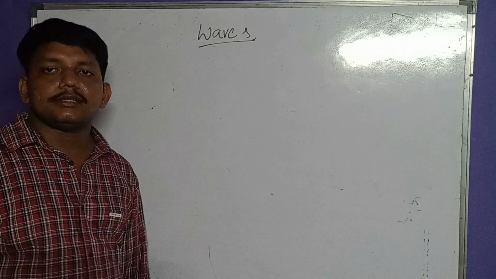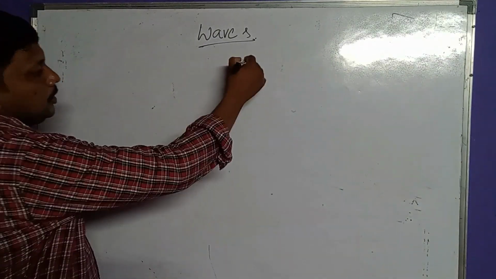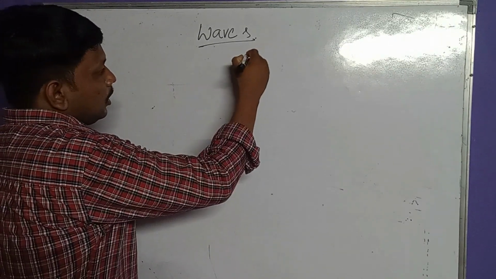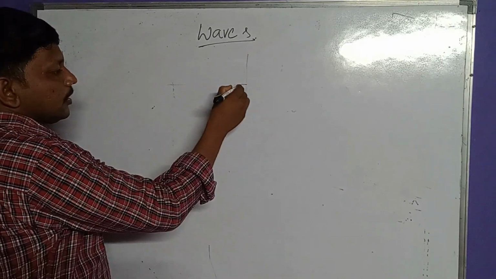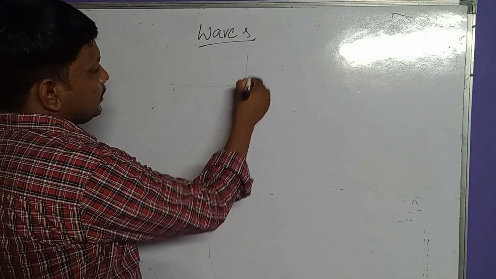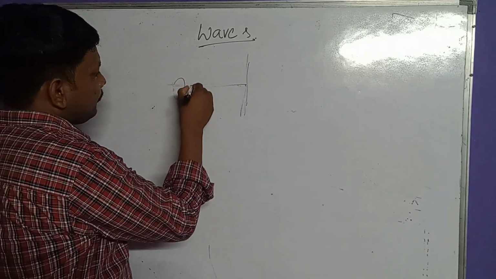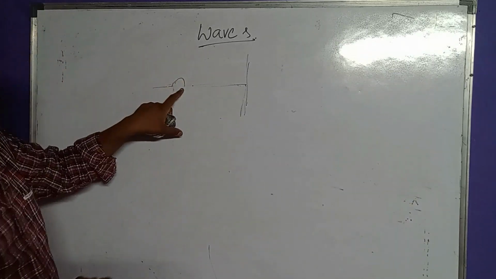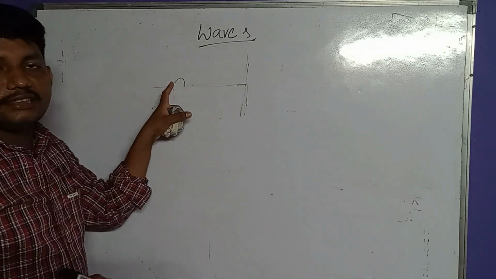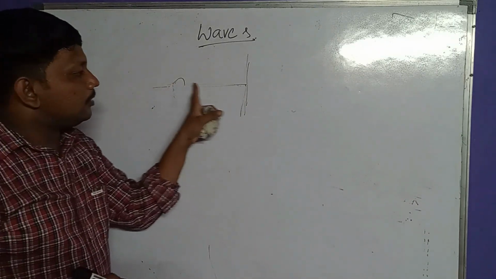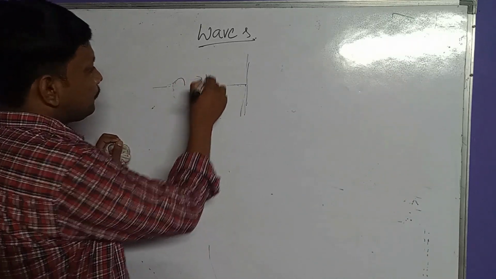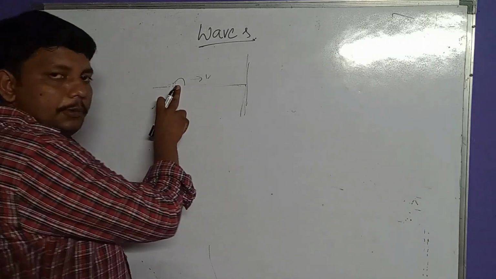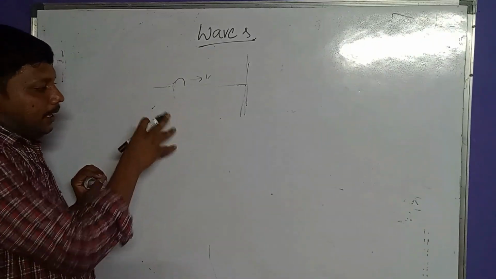Next, our topic is wave in a stretched string. That means one end of the string is a fixed end. When I vibrate the string at one side, the wave is generated here and travels towards the fixed end with velocity v. Now, the shape of this wave looks like a bell.